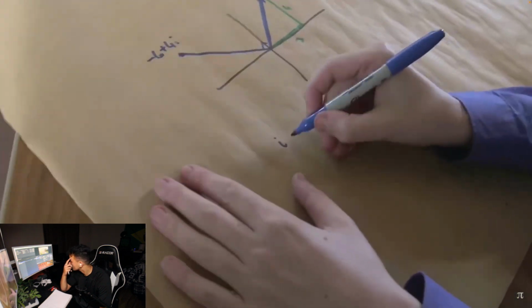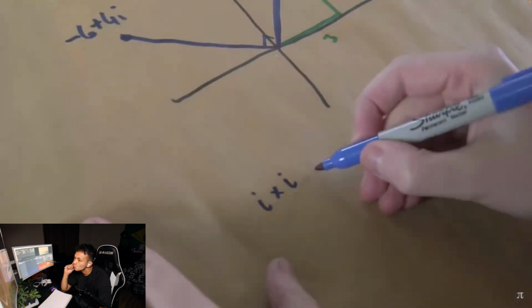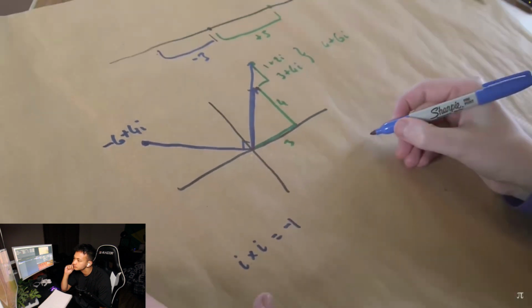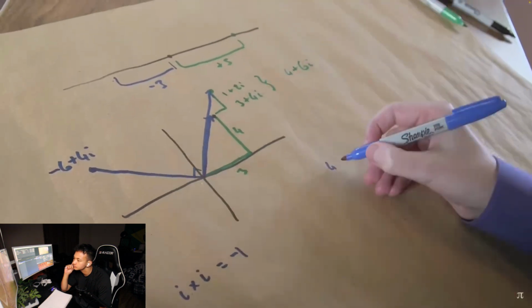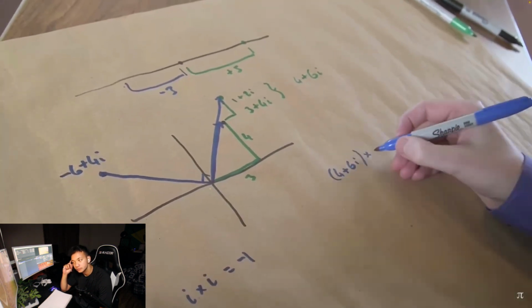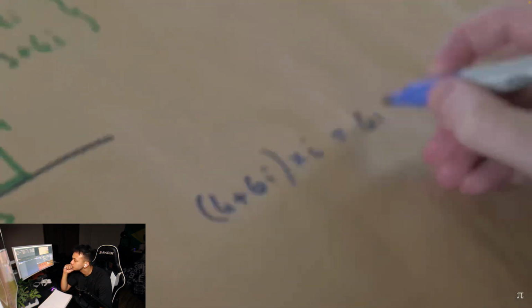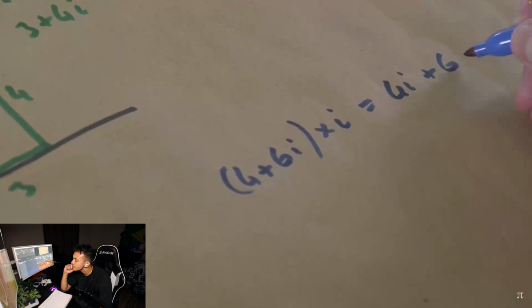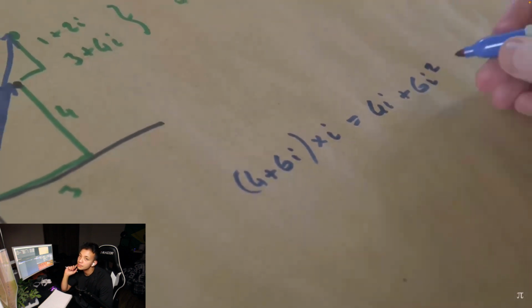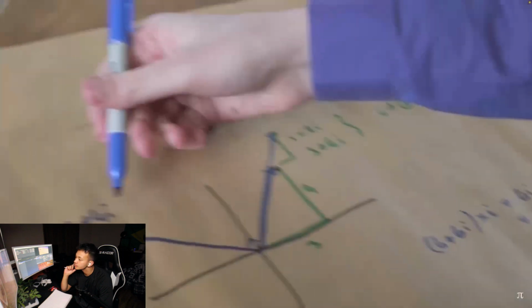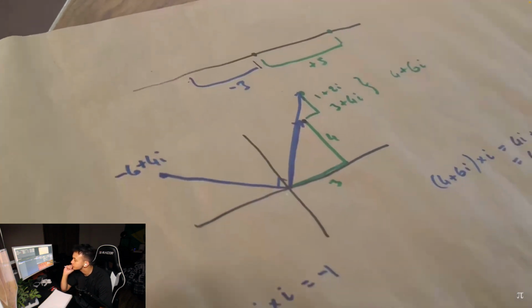So there is a special rule with this. The special rule is i times itself, i times i, is equal to -1. Just to show you what I did, I took where I was, 4 + 6i, I multiplied it by i, and what did I get? I got 4i + 6i squared. Oh, what is that? That is 4i - 6, yeah. Or in other words, where I ended up here, -6 + 4i.